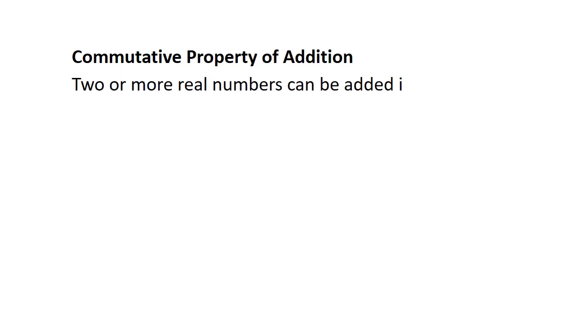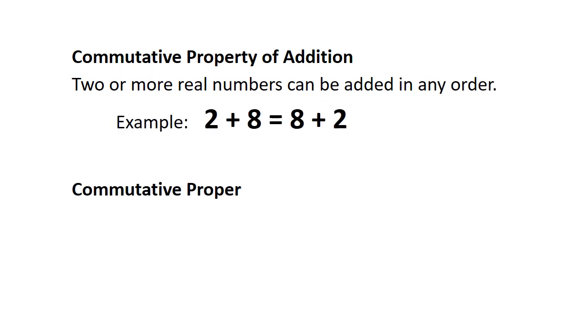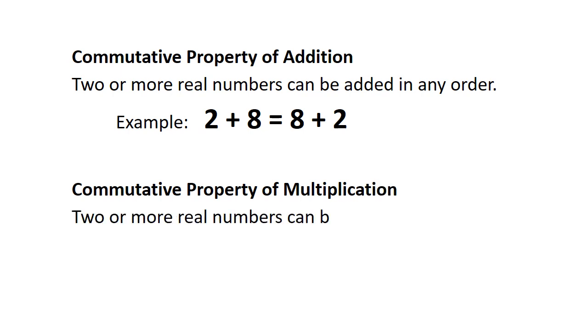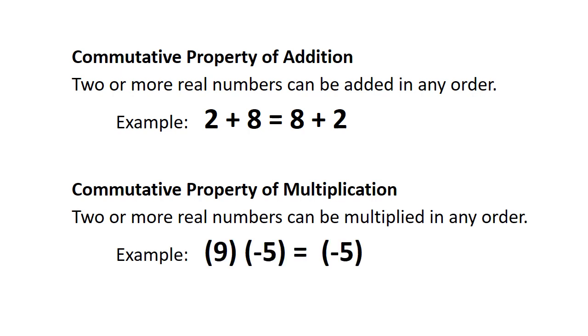Next, we have commutative property. Commutative property of addition. If you add two real numbers in any order, the sum will always be the same. Commutative property of multiplication. If you multiply two real numbers in any order, the product will always be the same.